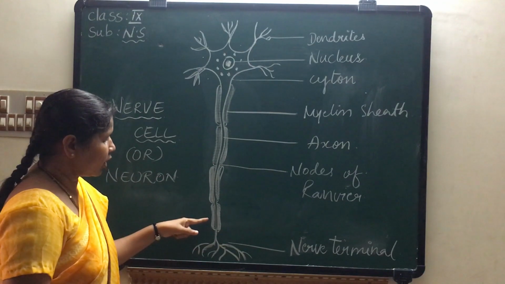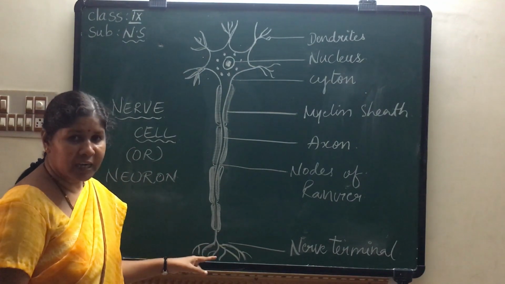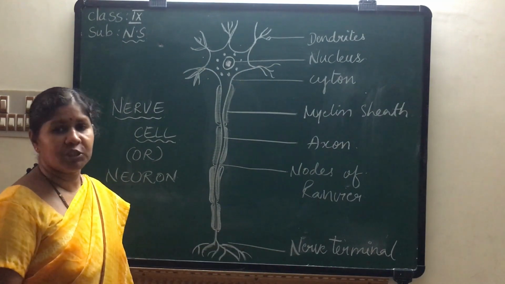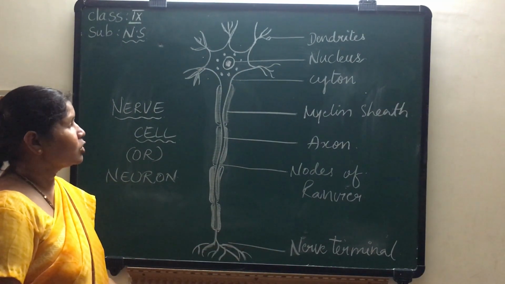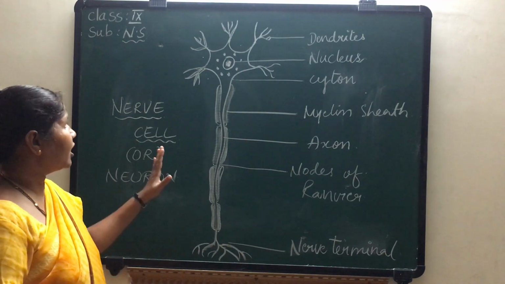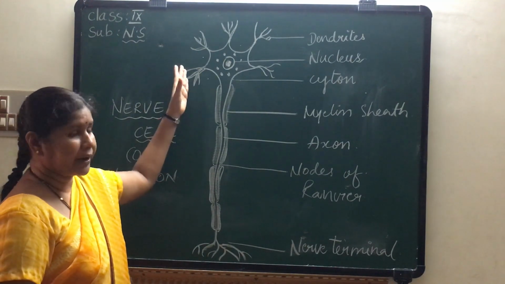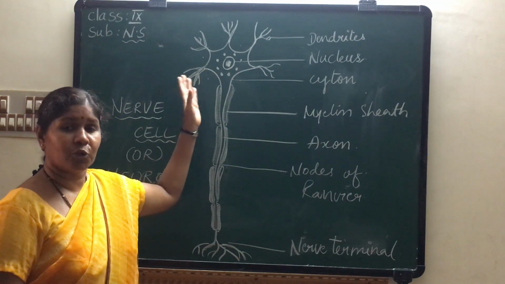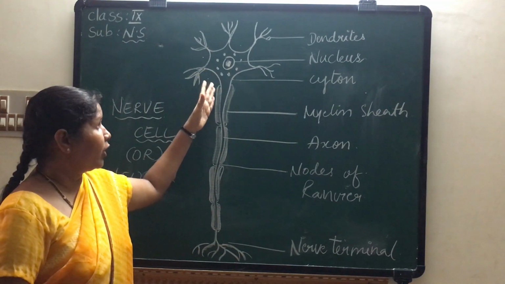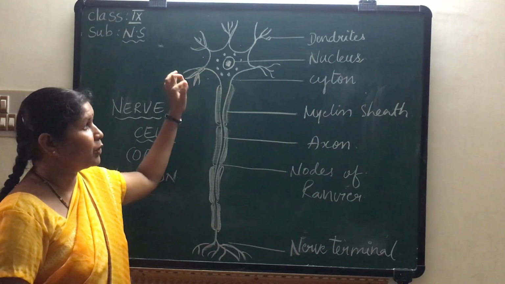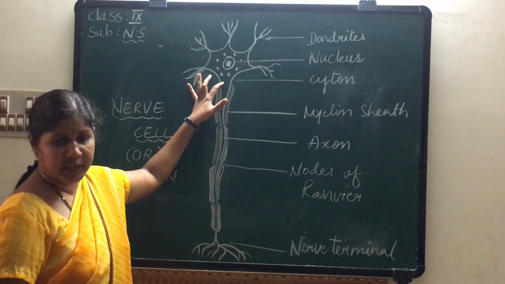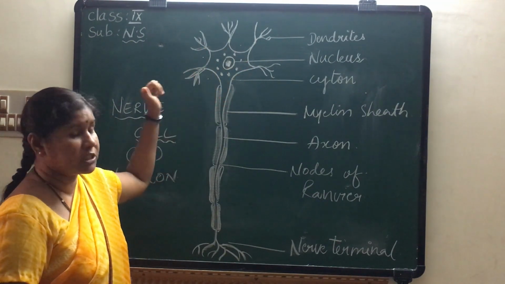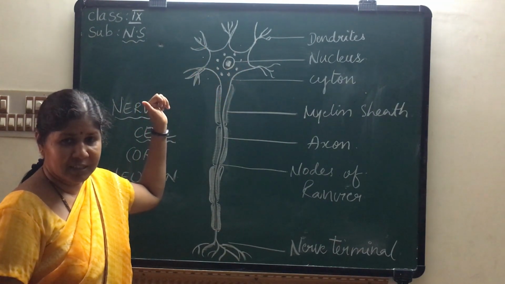And the axon ends again with a branched structure which is called the nerve terminal. So what are the main parts in the nerve cell or neuron? Cyton, dendrite and axon. The cyton is also known as the cell body. In the cell body we can find the nucleus, and another one is the Nissl granules. Surrounding the cell body outside you can find special cells called glial cells.